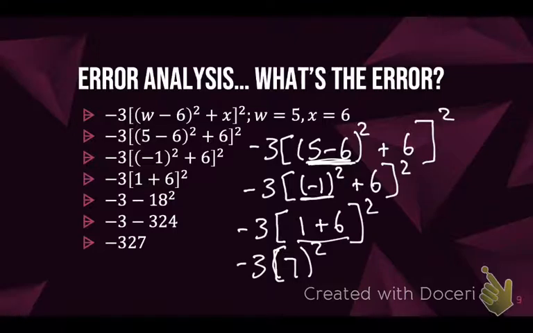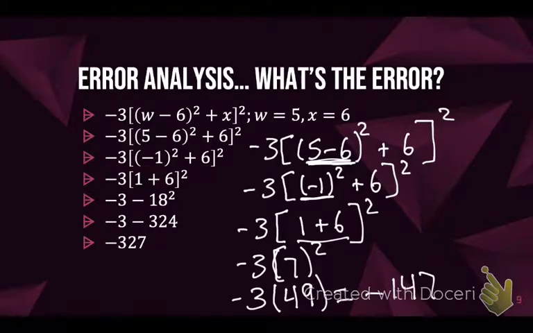Then negative 3 times 49. And then negative 3 times 49 is 147. So my answer should have been negative 147.